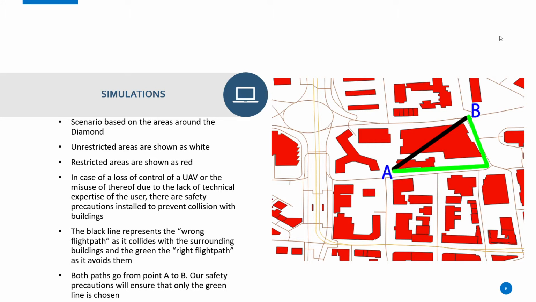Now, that's considered the wrong path, the bad path, because as you can see, it either crashes into or it flies over a restricted area, which is why it's in red. So our program would effectively make the drone turn. It would go around the Diamond instead, and by going around, it would get to point B, so the same destination as the black line. So this is detailed as the green line in this diagram.